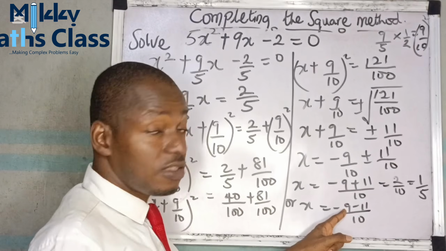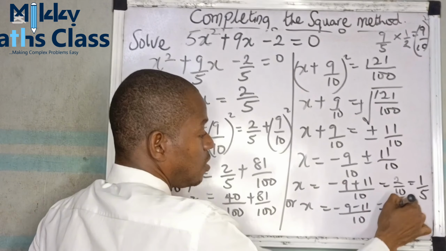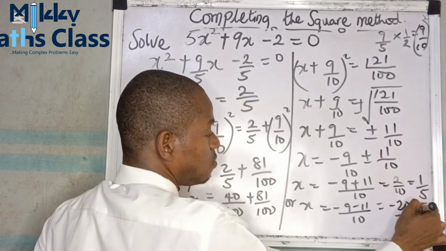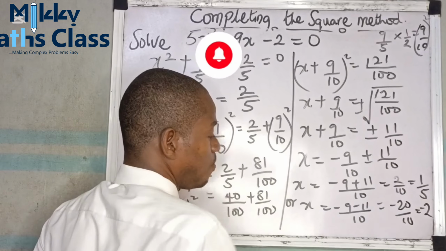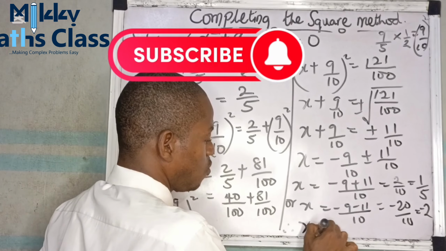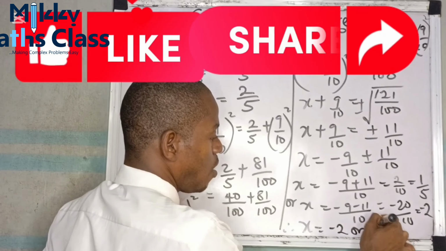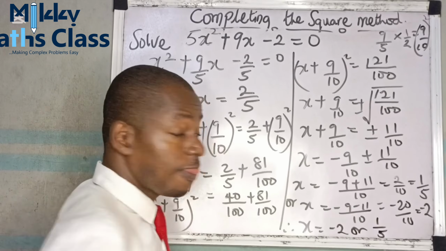This one is negative 20 over 10, which is equal to what? Negative 2. So therefore our x equals negative 2, or 1 over 5.